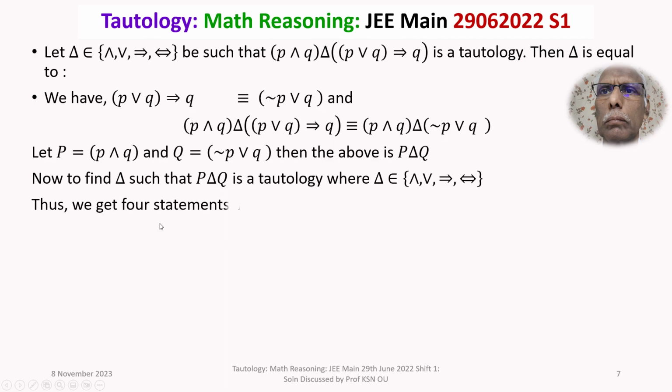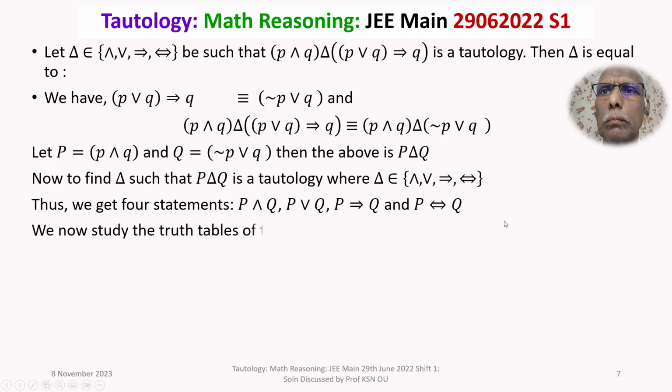So we get four statements to study. The first statement is P and Q, if delta is and. If delta is or, P or Q. If delta is implies, P implies Q. If delta is if and only if, P if and only if Q. And we write down the truth tables for these and find out which one of them is a tautology.